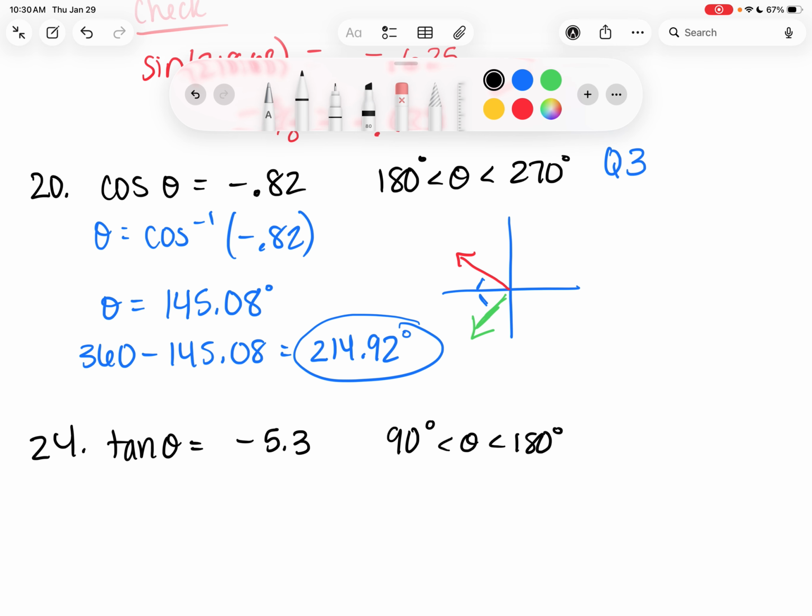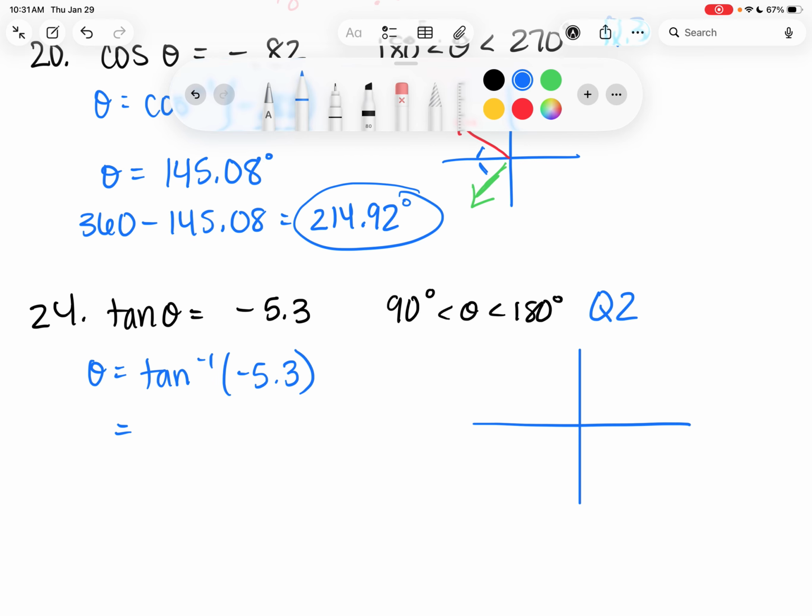Does tangent produce quadrant 2 values? Yes. Wait, no. Quadrant 2 is only for that side, cosine. Yep, it's over here. So, inverse tangent of negative 5.3 gives us what? Negative 79.32. Somewhere in that vicinity. So that means that value's down here. I need it up here.